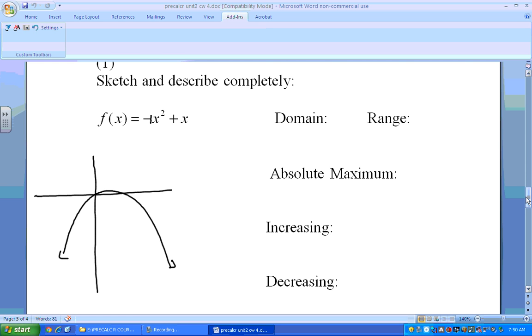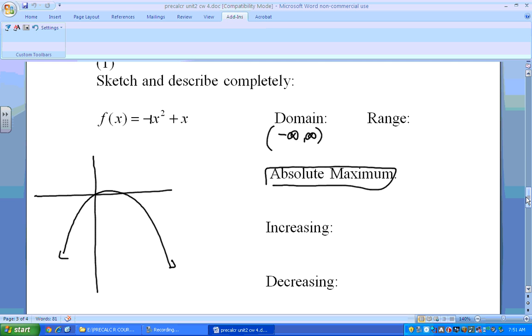Now, this point right here, well, let's hit your domain. What's your domain for this? All real numbers. Good. All real numbers. Range we don't know yet. Why don't we know the range yet? How come we can't tell the range by looking at this? It's a sketch, but what do we need to know? The point. And what is that point that we're looking for called? An absolute maximum. So I'm looking for its absolute maximum point. That will help me get the range.